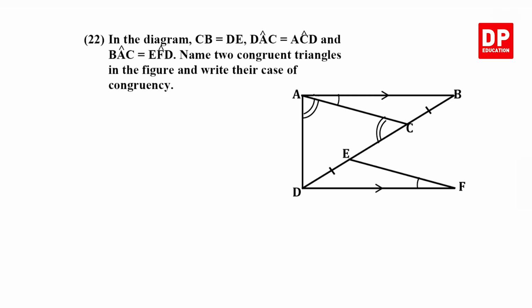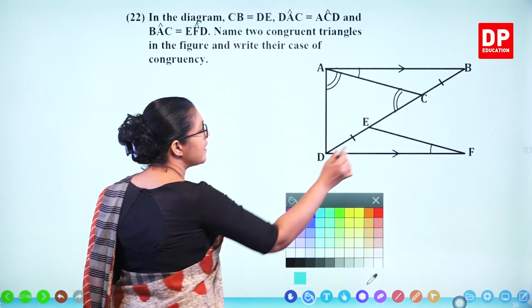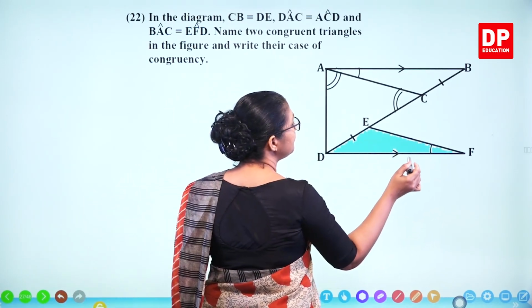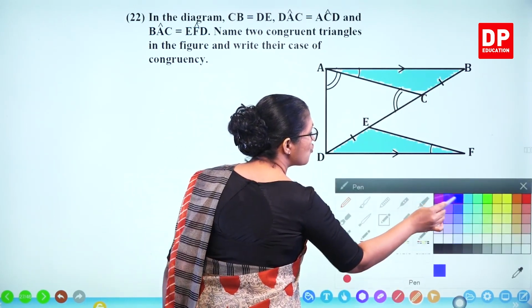Question number 22. In the diagram, CB is equal to DE. It's already given. DAC is equal to ACD. And BAC is equal to EFD. So already marked there. Name 2 congruent triangles in the figure and write their case of congruency. Can you please look at these triangles? This triangle and this triangle. What can you say about these two?